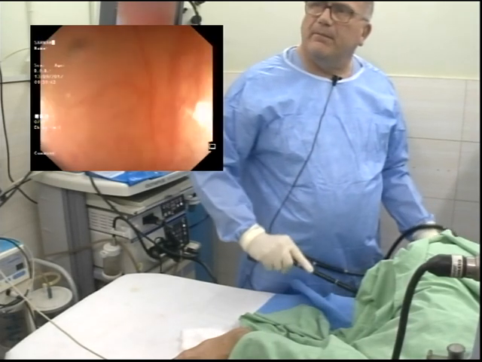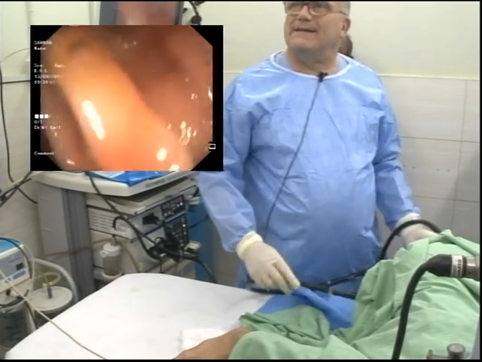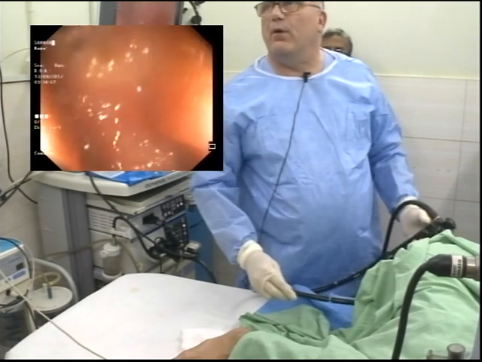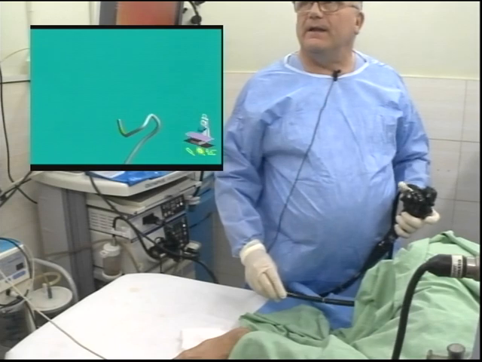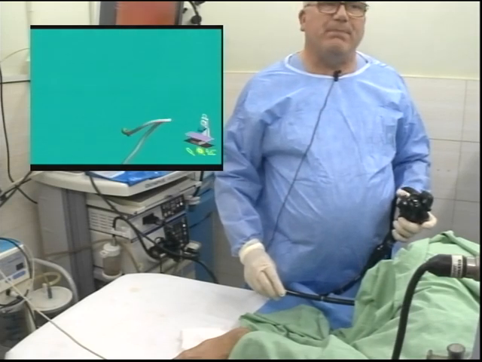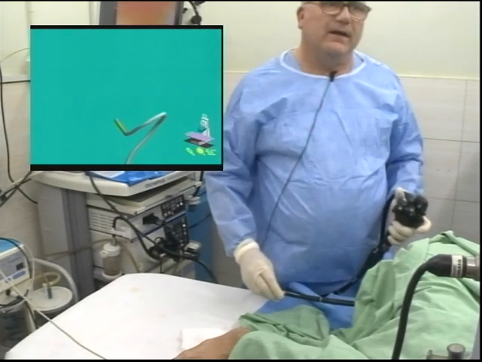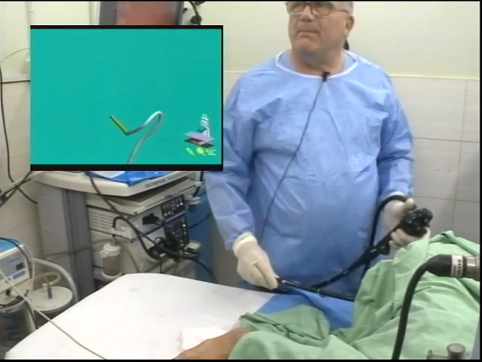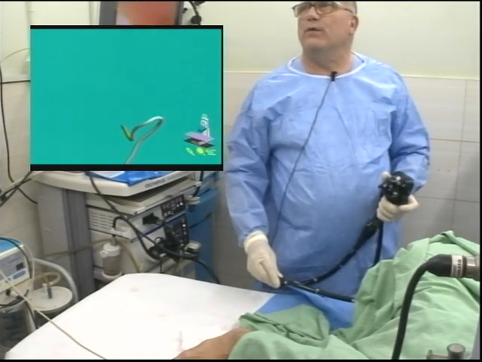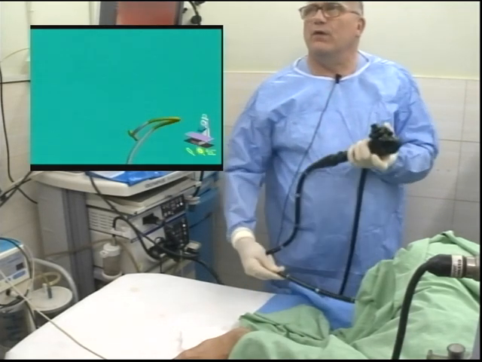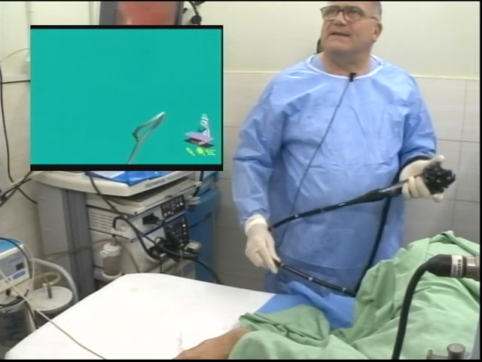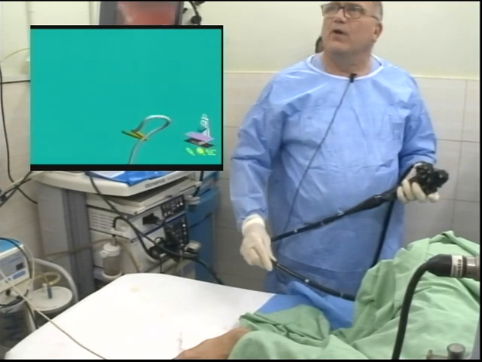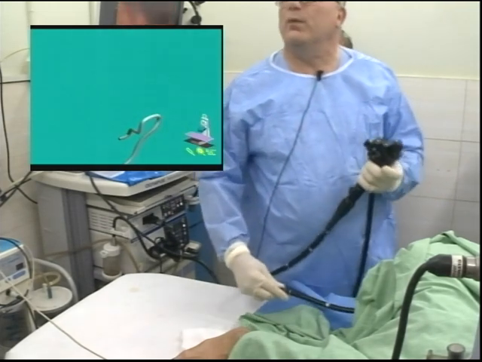Now, if you remember what I was saying about bringing the scope anteriorly, I've now brought the apex of the loop. If you look at the scope guide, you'll see the apex of the loop has come anteriorly. Can you see it? What that means is now I'm not going under the spleen, I'm coming towards the abdominal wall. So that means it's safe now to proceed with the scope. Draw back and then go forward with the scope.